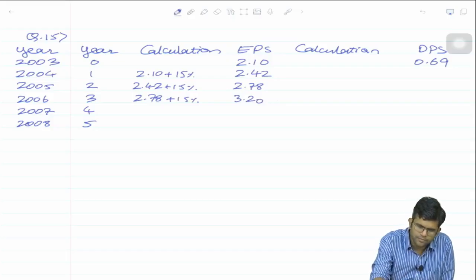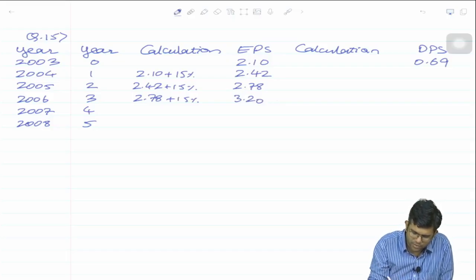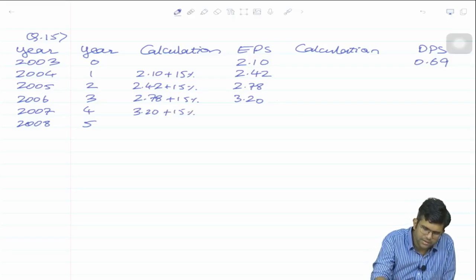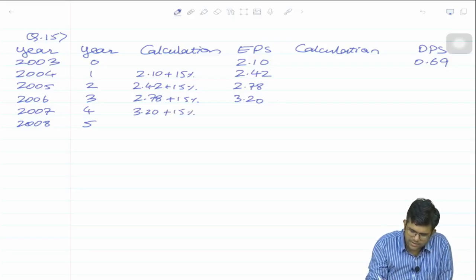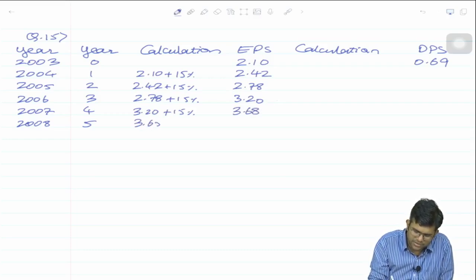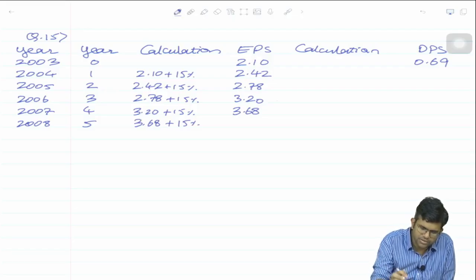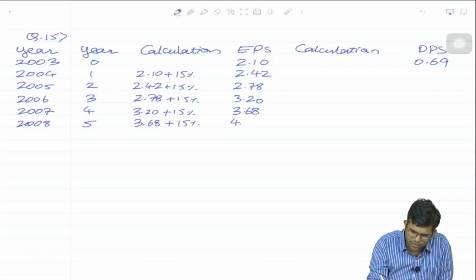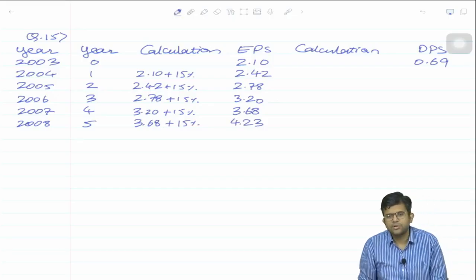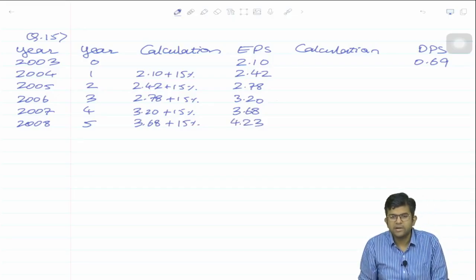3.20. And then 3.20 plus 15%. 3.2 plus 15% is 3.68. 3.68 plus 15%. Okay, 3.68 plus 15% is 4.23. Story clear? Everyone done till here?